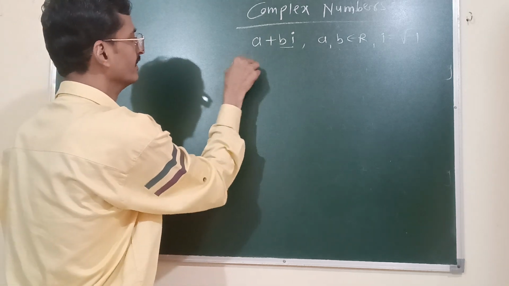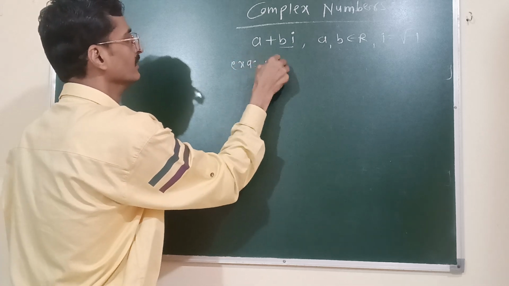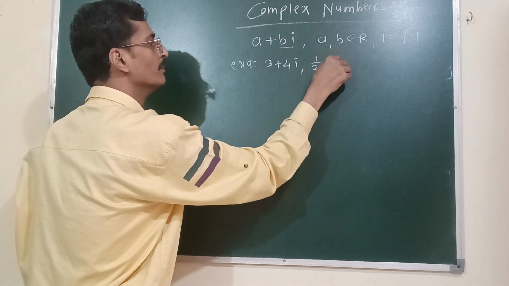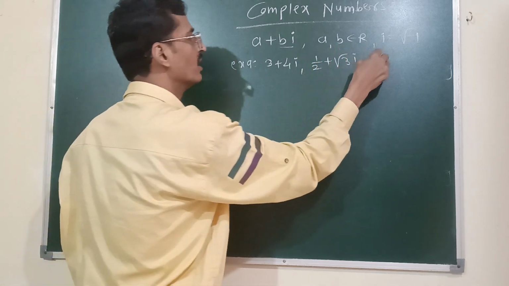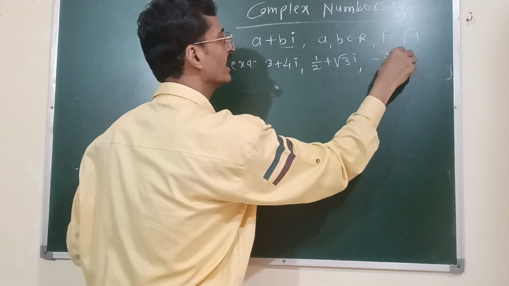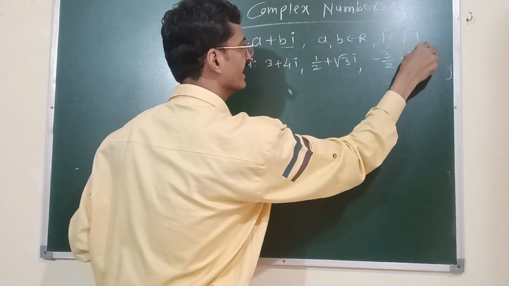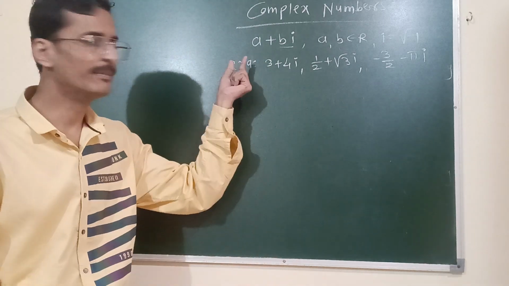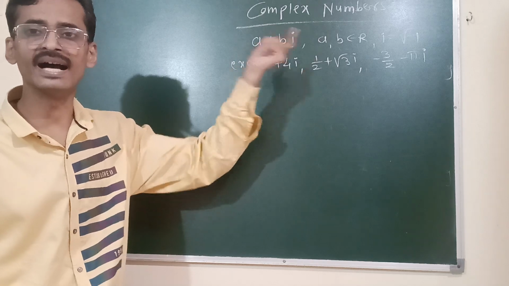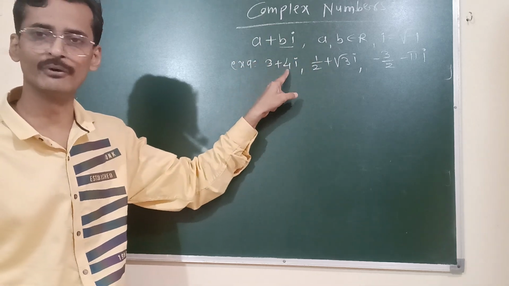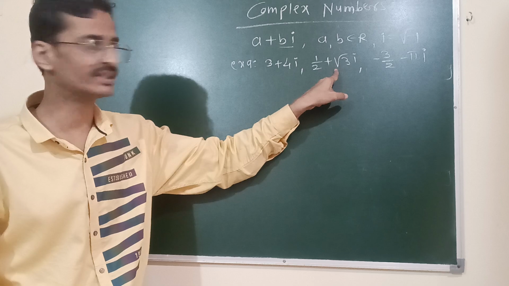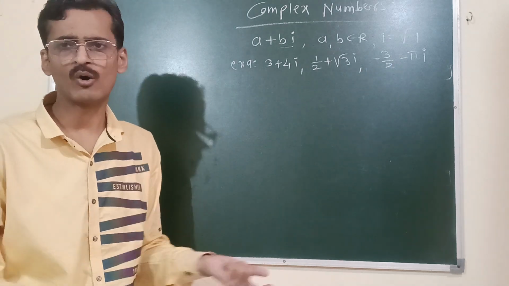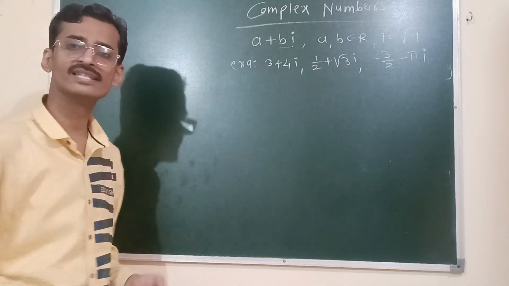For example, 3 plus 4i, or root 1 by 2 plus root 3 i, or minus 3 by 2 and minus pi i. So a and b we can select as any real numbers, and the number we want is in the form of a plus bi. Here a is 3, b is 4. Here a is half, b is root 3. Here a is minus 3 by 2 and b is minus pi, and all these are real numbers. So this is the definition of complex numbers.